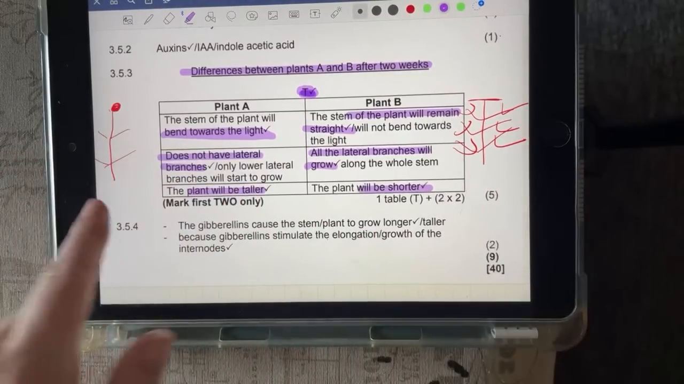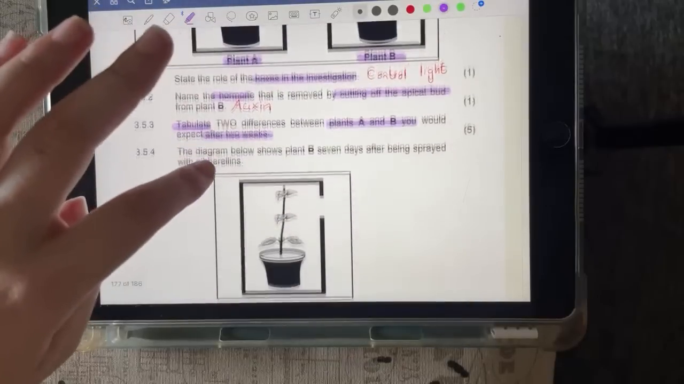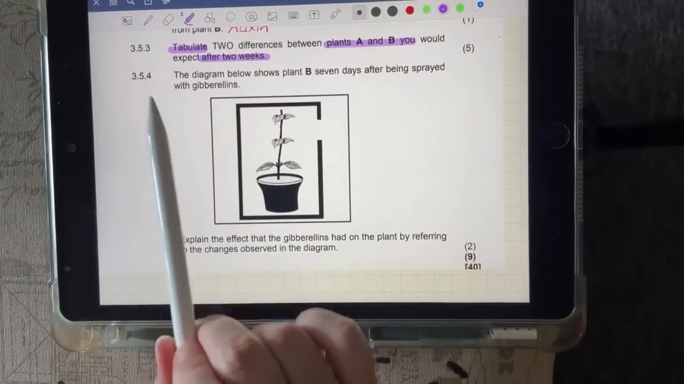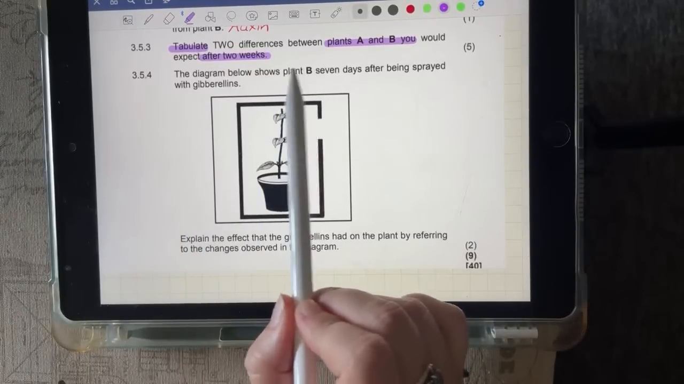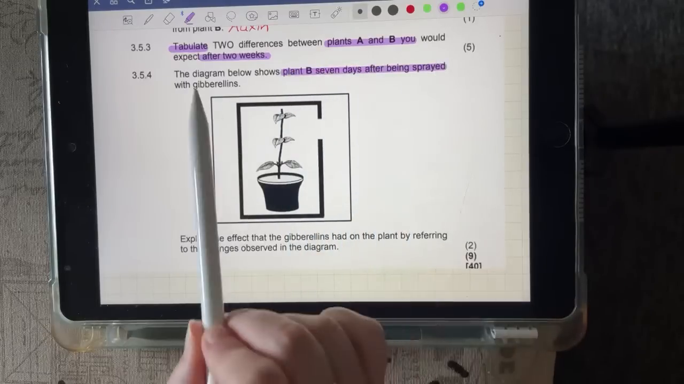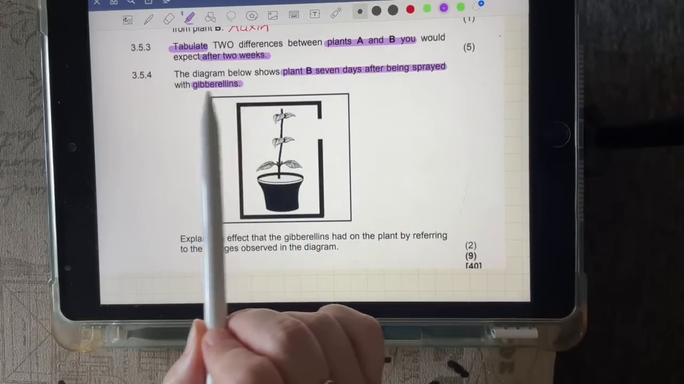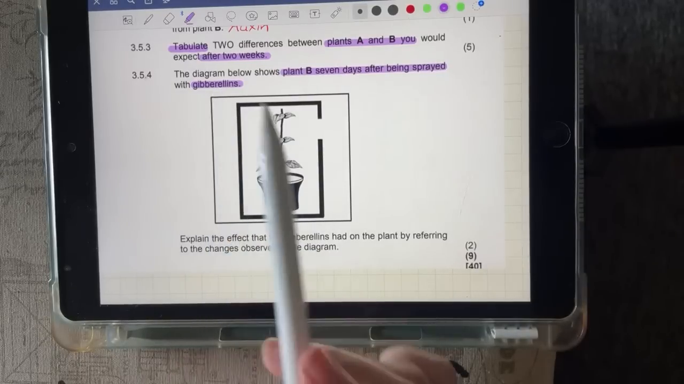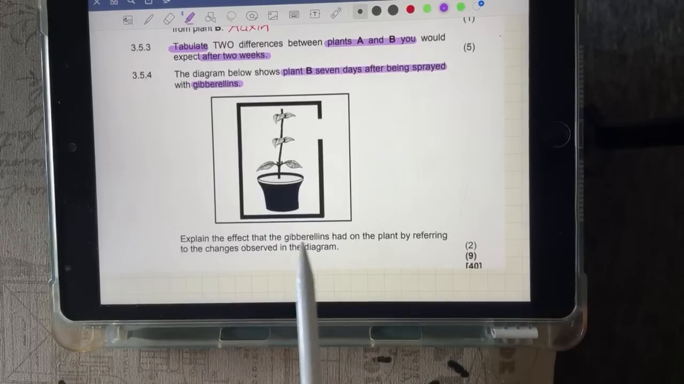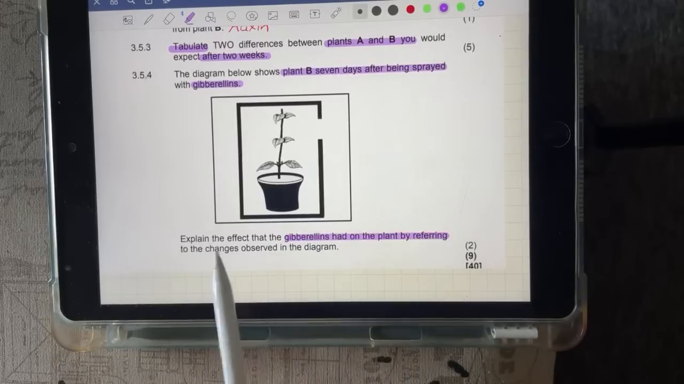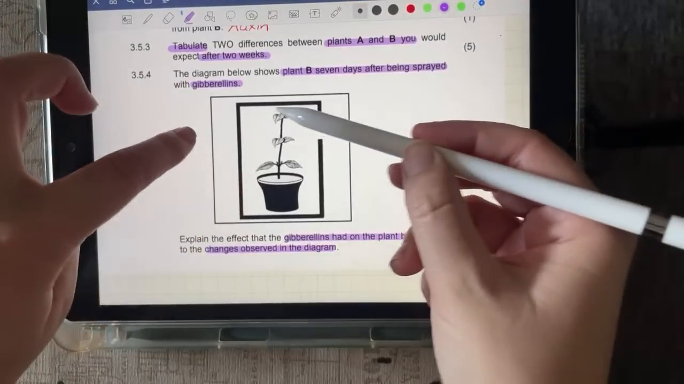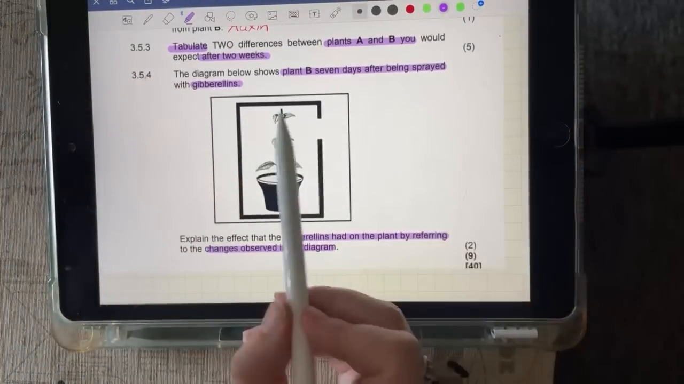Okay? All right. Let's look at the last question here. It's a new setup. It says 3.5.4. The diagram below shows plant B 7 days after being sprayed with gibberellins. Now, hopefully we also know that gibberellins also cause growth. I'm hoping everybody here does know that. And it says, explain the effect that gibberellins had on the plant by referring to the changes observed in the diagram. Now, remember, we originally cut off the apical bud. So there is no apical bud here.